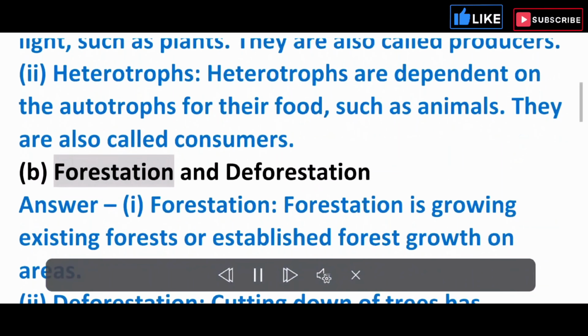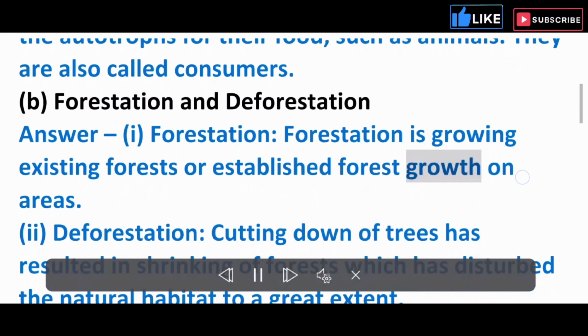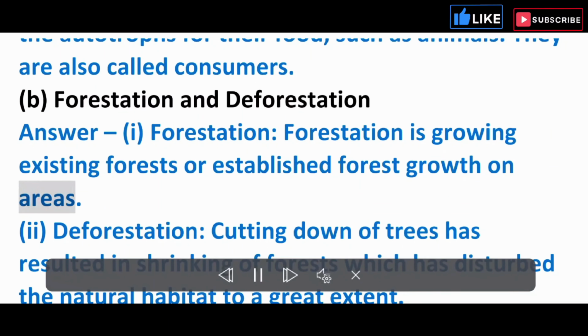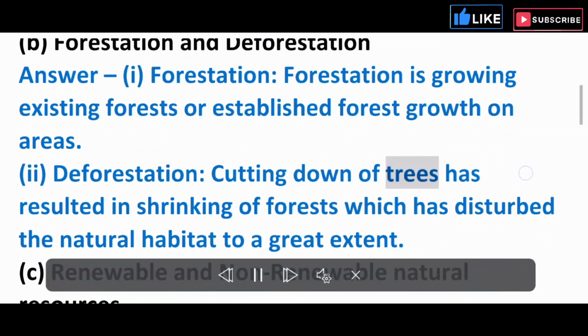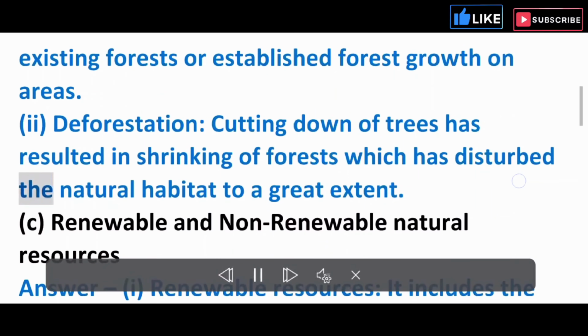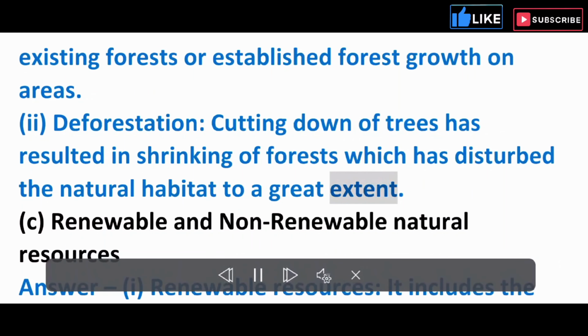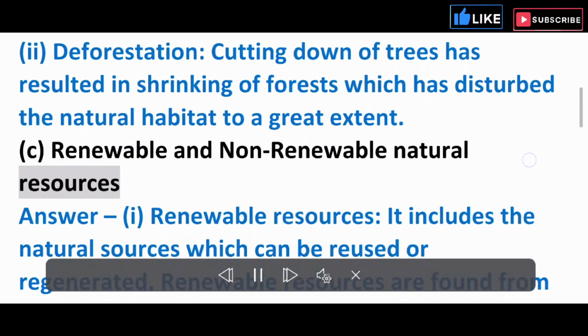B. Forestation and deforestation. Answer. I. Forestation. Forestation is growing existing forests or establishing forest growth on areas. II. Deforestation. Cutting down of trees has resulted in shrinking of forests, which has disturbed the natural habitat to a great extent.